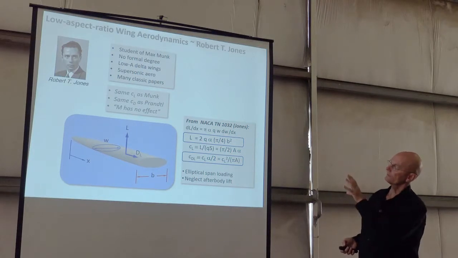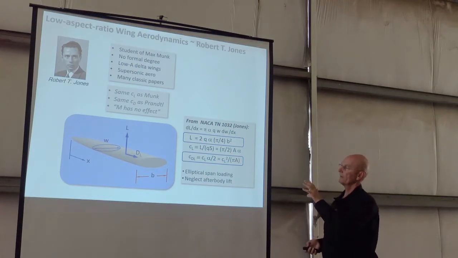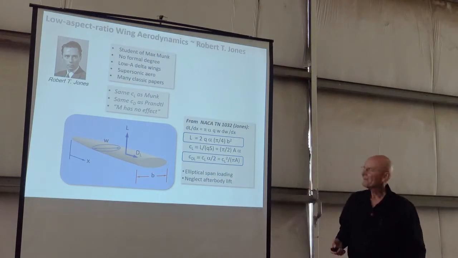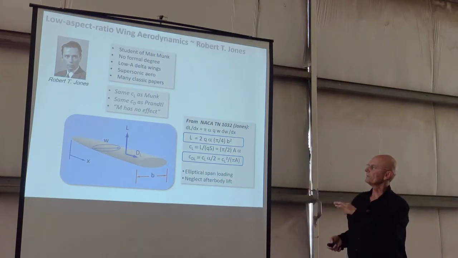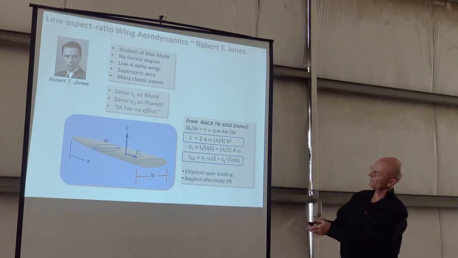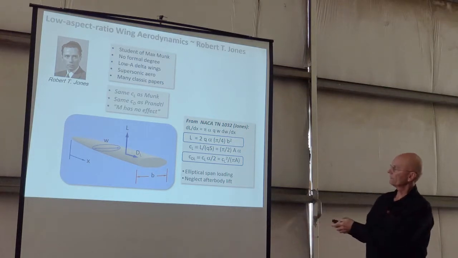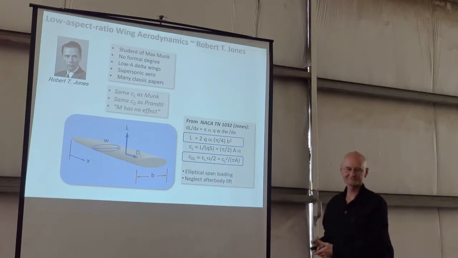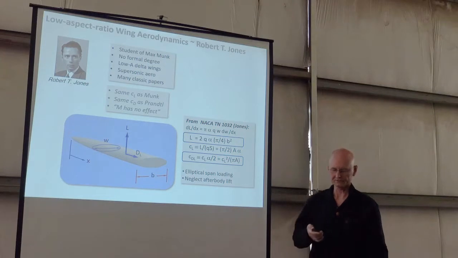Also, Jones went beyond that to calculate the drag, and we got a fascinating result. Working again with the aspect ratio here, the drag due to lift for this forebody was the same as Prandtl's formula, C_L squared over pi A. Fascinating result. A is the aspect ratio.